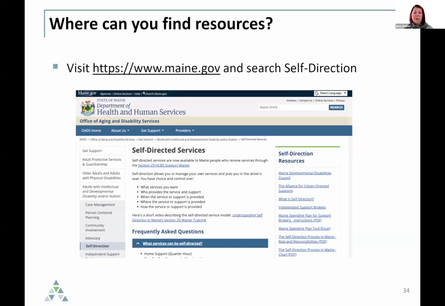Where can you find all these resources that I've been talking about? You can go to www.maine.gov and search self-direction.